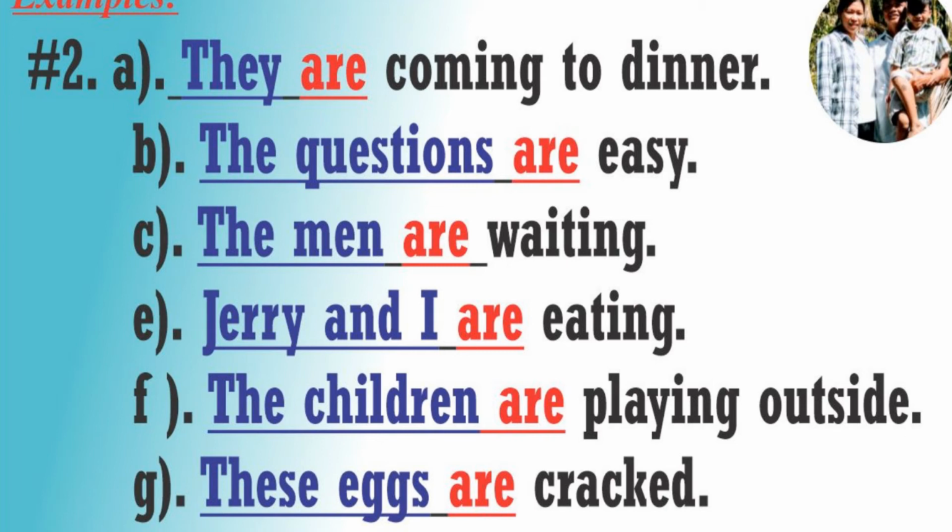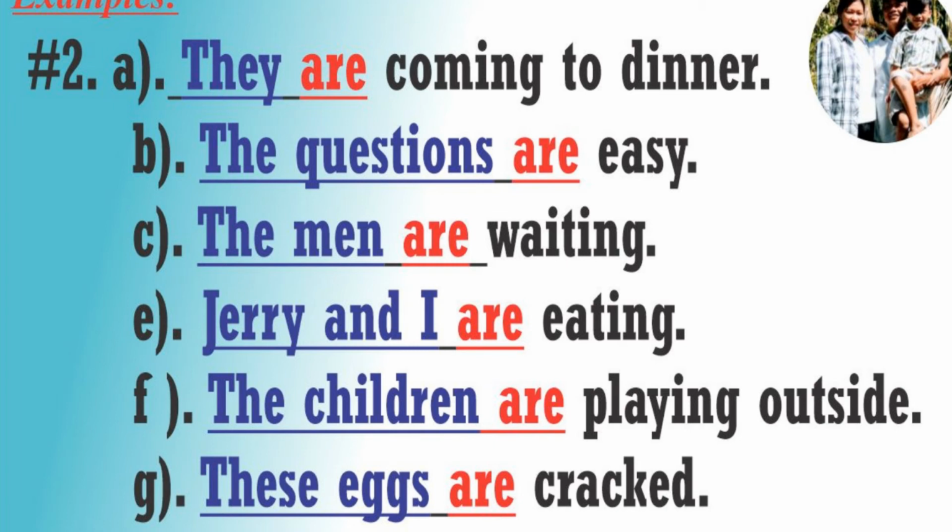Okay, line F, the children are playing outside. The children are playing outside. Children, are playing, outside. So when it is singular we use child is, but this is plural, we use the children are. The subject has to be plural and the verb has to be plural. If the subject is singular, we use a singular verb as well. Okay, line G.